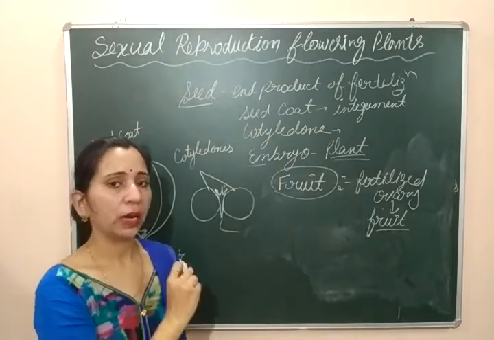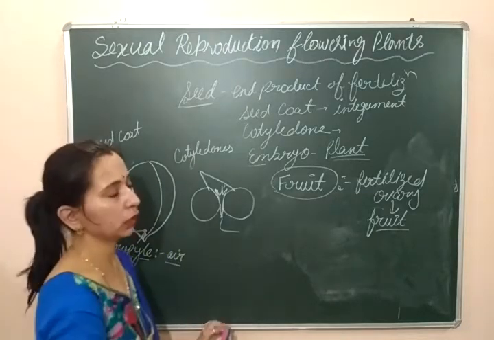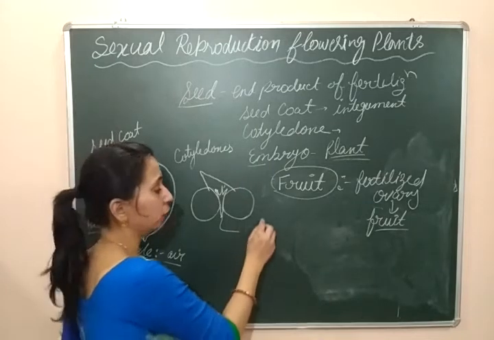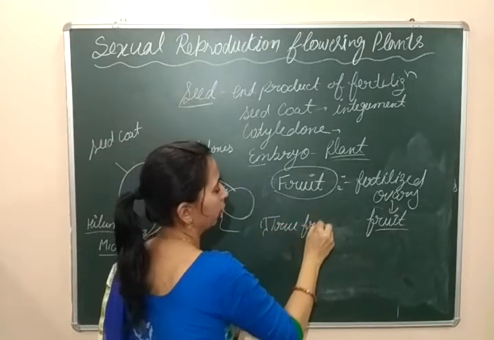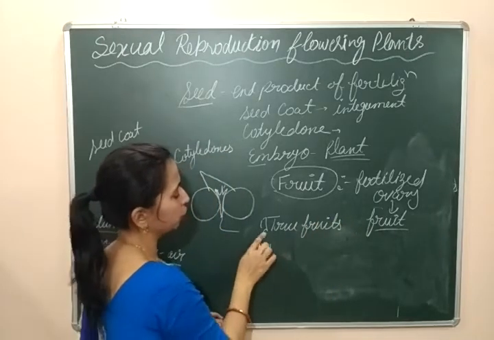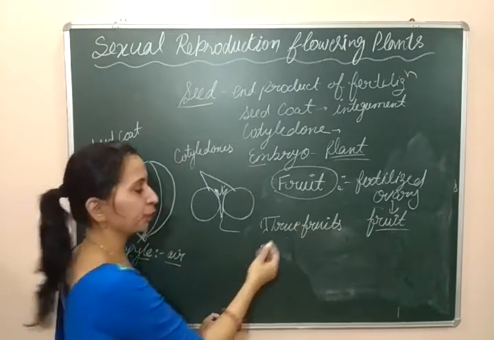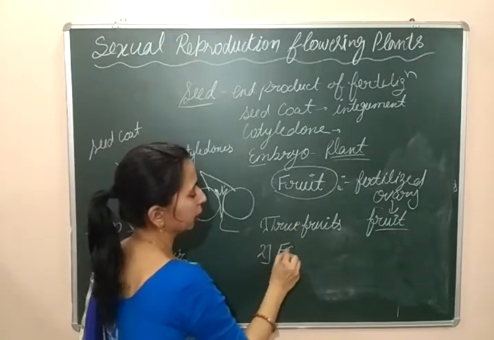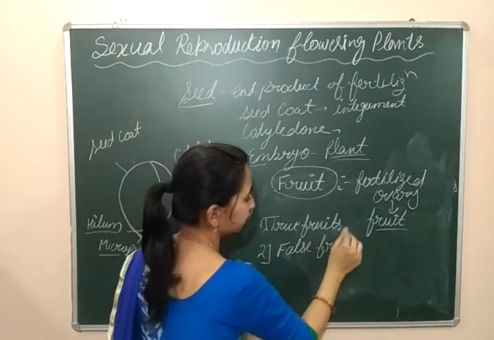फ्लावर के कौन से पार्ट फ्रूट फॉर्मेशन में पार्ट्स लेते हैं, उनके बेसिस पे हम फ्रूट्स की टू कैटेगरी यहाँ पे डिस्कस करेंगे. द फर्स्ट कैटेगरी दैट इज द ट्रू फ्रूट. True fruits. We have two categories of the fruits on the basis of the part of the flower which takes participation in the fruit formation. First, true fruits, and second category is the false fruit. Let's see what they are.